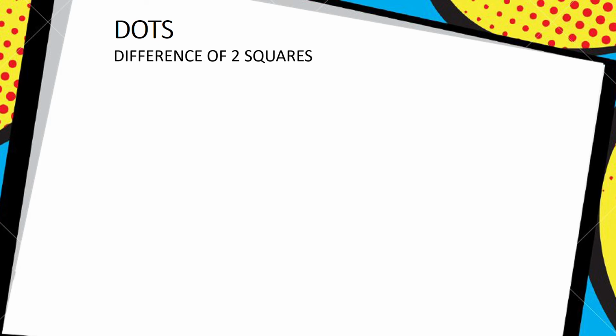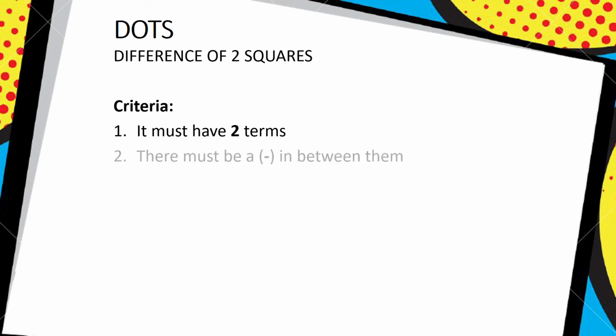The difference of two squares happens when there are two terms, so something minus something. There must be a negative in between the two terms, so it must be a subtraction sign. All of the powers must be even, so if there's an x to the power of something, it must be x squared, or x to the power 4, or y to the power of 6. It has to be an even number. It can't be an odd number.